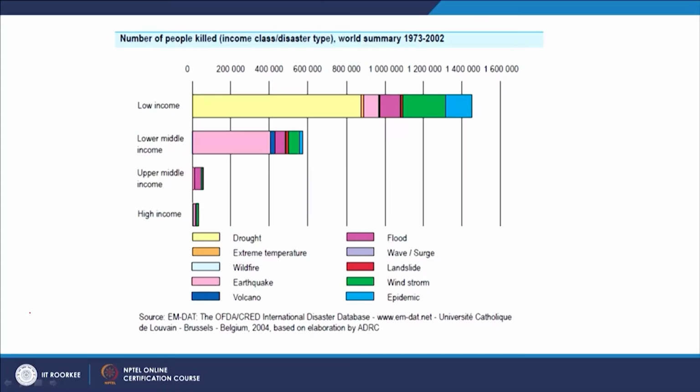Okay, so low-income countries, you can see that they are affected by drought and also flood. In case of lower middle income group countries, you can see that they are affected mostly by flood, okay? And the other bigger contribution of human losses came from flood and also from epidemic.